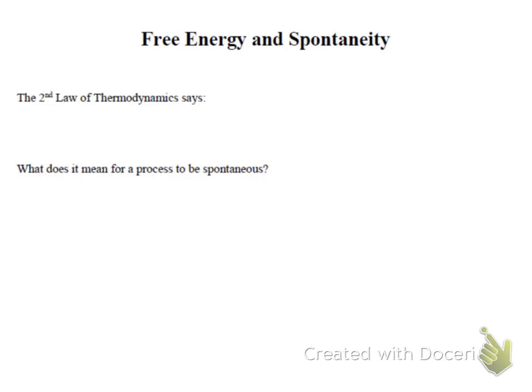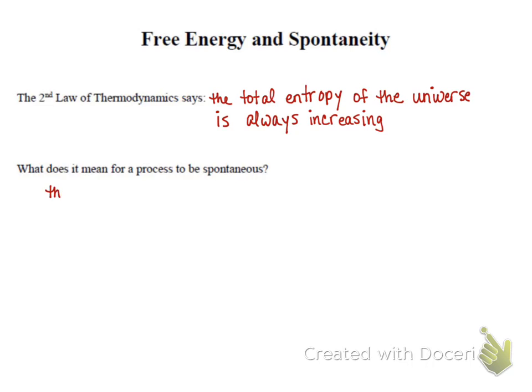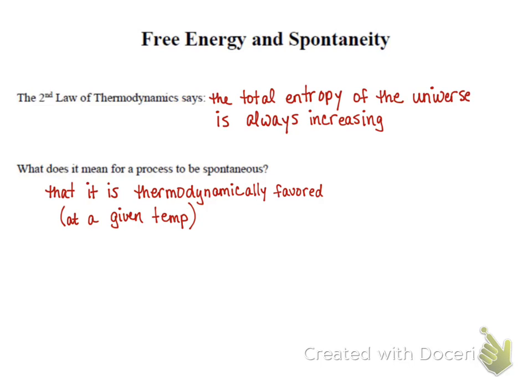So the second law of thermodynamics says that the total entropy of the universe is always increasing. And when we talk about whether a process is spontaneous, we're asking, is it thermodynamically favored at a given temperature? So we have to combine ideas of enthalpy, which is bond energy, with entropy, which always has to be increasing.